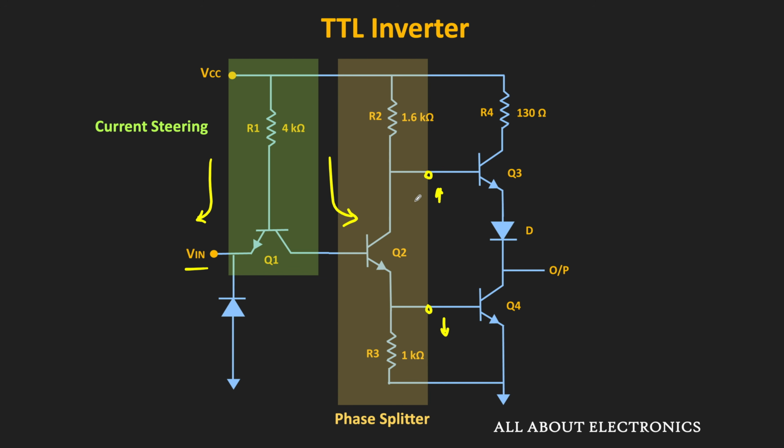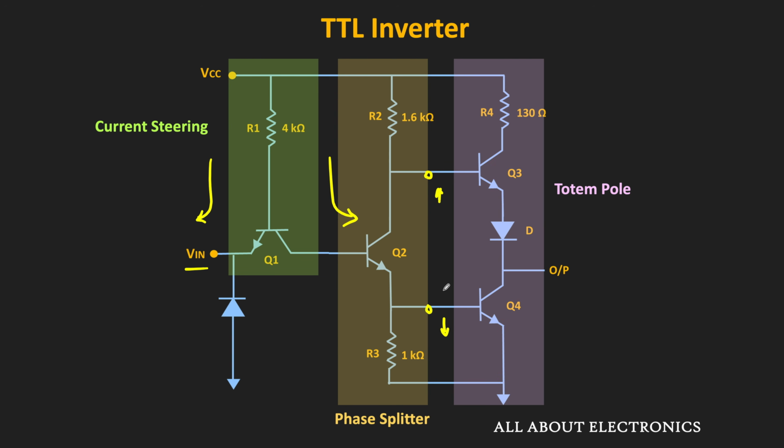For example, when the input voltage is increased from low to high, the voltage at the collector of Q2 starts reducing, and at the same time the voltage at the emitter of Q2 will increase. These two outputs drive the final stage of the TTL circuit, that is known as the totem pole, because here the two transistors Q3 and Q4 are stacked on each other like a totem pole. Since they are fed through the phase splitter outputs, at any given time only one of the transistors will be on. It will get clear to you when we see the working of the TTL circuit.